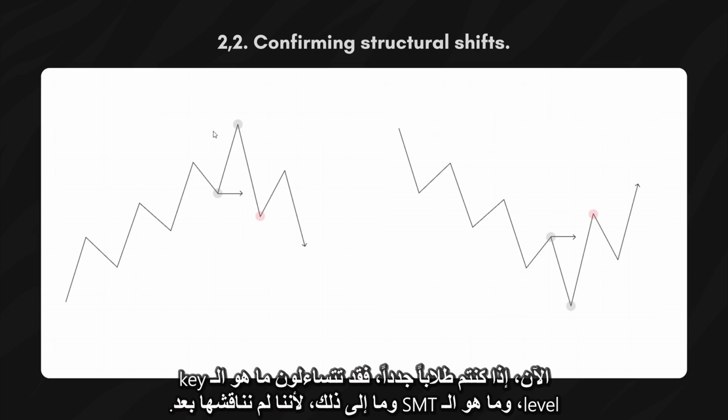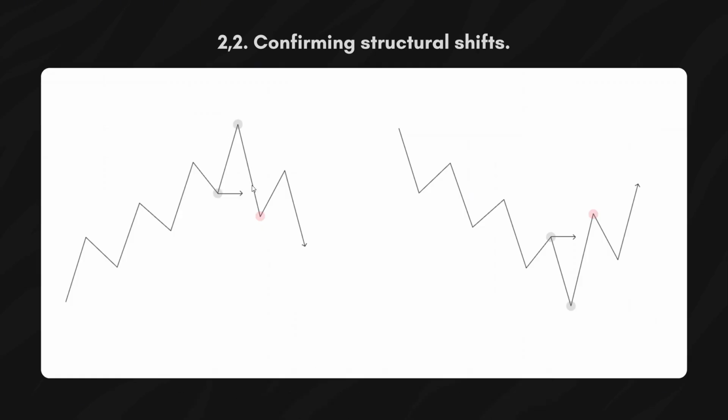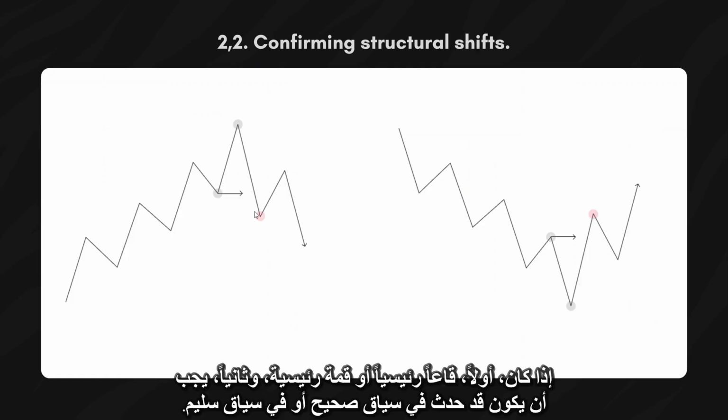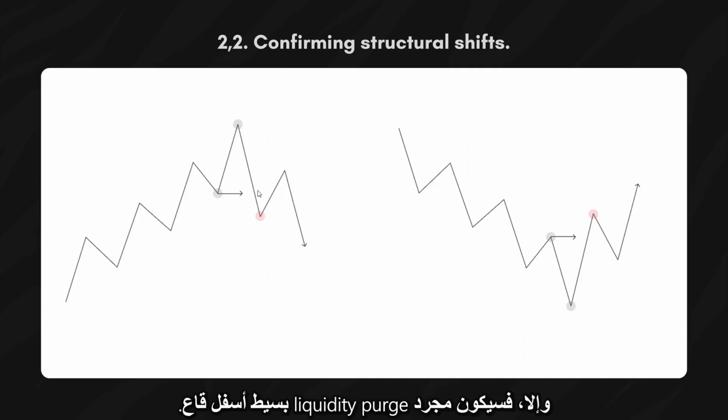Now, if you are a new student, you might be wondering what is a key level, what is an SMT, and so on, because we haven't yet discussed them. But you need to remember that a structural shift is only valid if, first of all, it's a key low or a key high, and second, it must have happened in the right or correct context. Otherwise, it would be just a simple liquidity purge below a low.